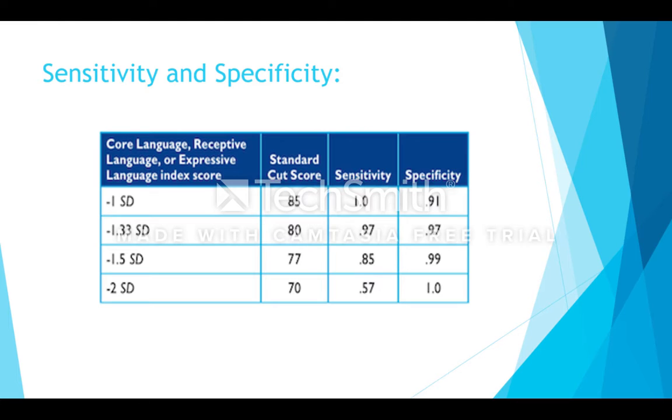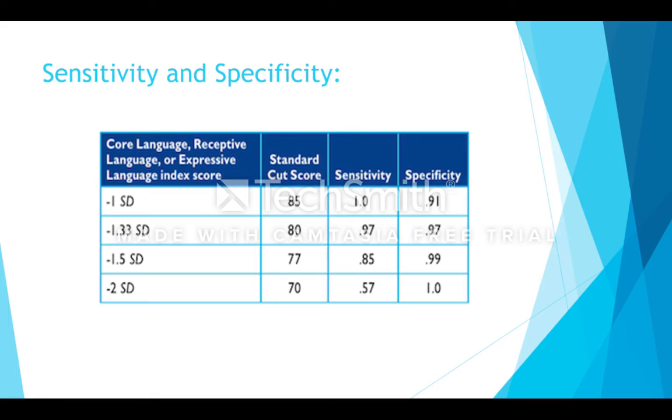Next, we're going to talk about the sensitivity and specificity. The CELF identifies sensitivity as the probability that someone who has the condition would test positive for it, and it identifies specificity as the probability that someone who does not have the condition will test negative. As you can see, with one standard deviation, with a standard cutoff score of 85, the sensitivity was 100% and the specificity was 91%.